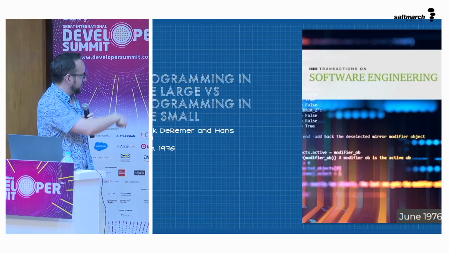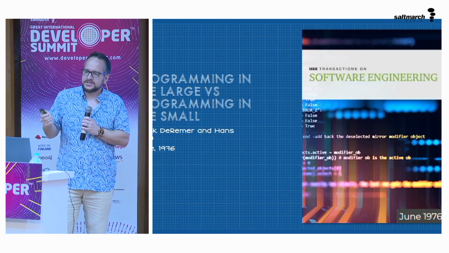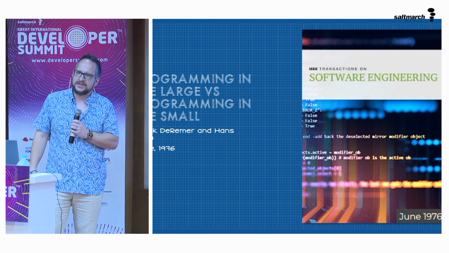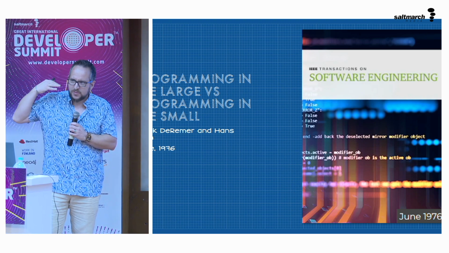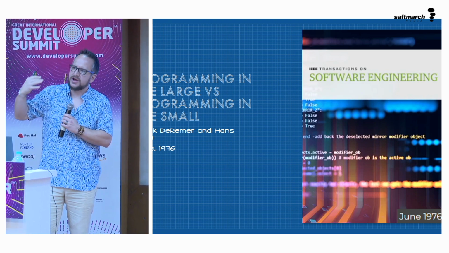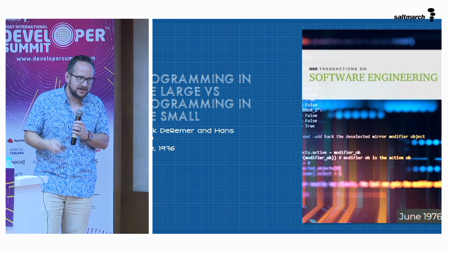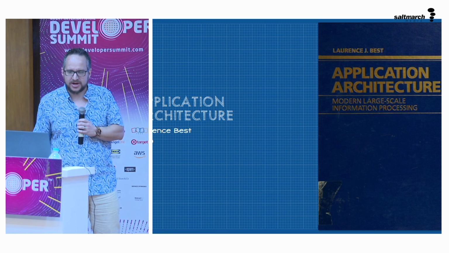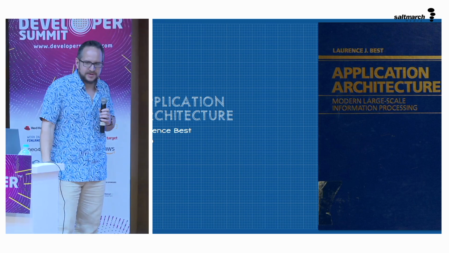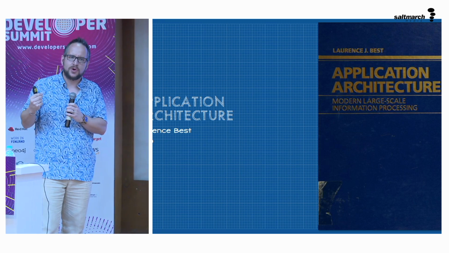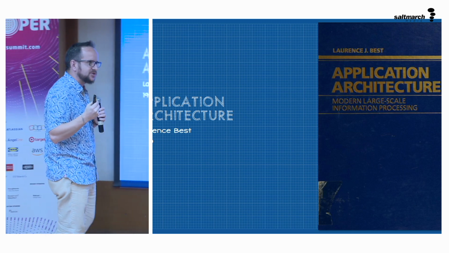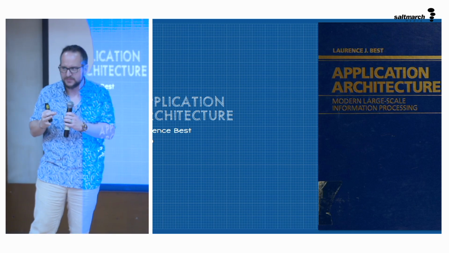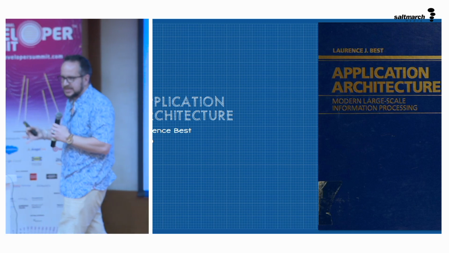There it is. There's the paper, June 1976. And it wasn't until 1990 that we realized we had the first book. We first started talking formally about this idea of software architecture. In 1990, Application Architecture by Lawrence Best came out. This is the first book on software architecture. We started thinking about software architecture as these composable building blocks that we can put together and assemble in different ways.